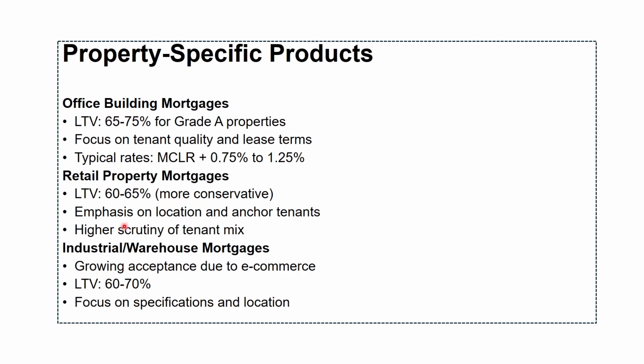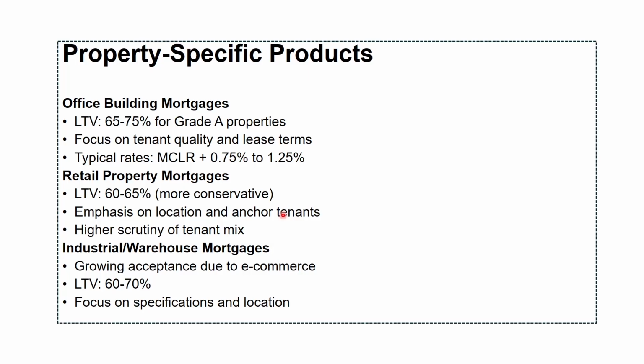Then we have retail property mortgages, where LTV is on the lower side, more conservative. And the emphasis is again on location and anchor tenants. Anchor tenants, again, is the same concept which we applied for tenant quality in an office building. Here also, it somehow mirrors that. That is the main shop which is opened in a particular mall, the anchor tenant. For example, in previous classes also, I gave one example of Westside being open in a particular mall and the mall being recognized by that particular store.